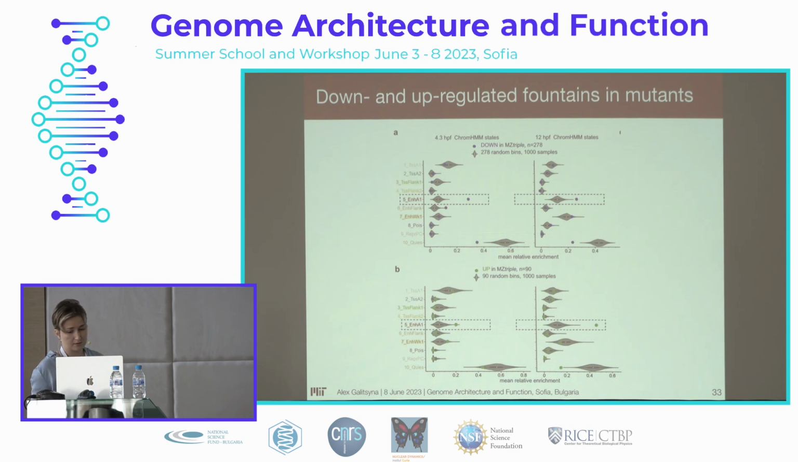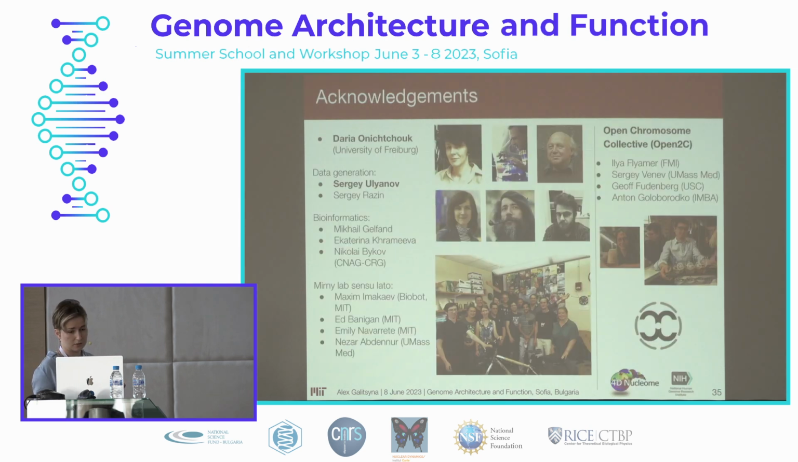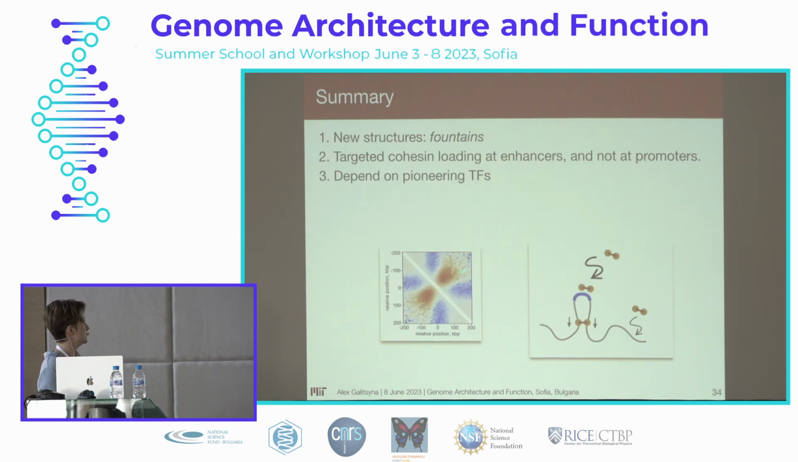So briefly, here is the story. The summary is that we found new structures, fountains. Their signature is a signal which is perpendicular to the main diagonal of Hi-C matrix, but it also broadens with the distance from the main diagonal. So it's not a simple hairpin. And we propose several mechanisms of how that signature can be formed.